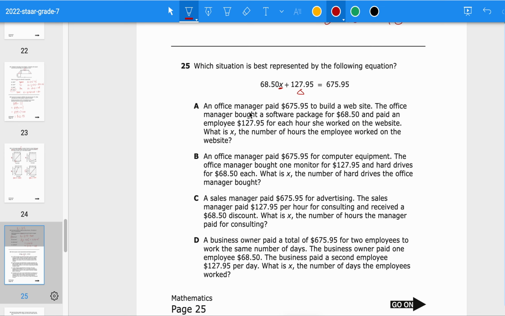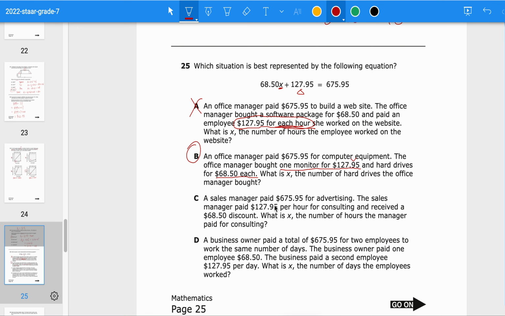So let's read A. An office manager paid $675.95 to build a website. Okay, that's the total cost. The office manager bought a software package for $68.5 and paid an employee $127.95 for each hour. 127.95 is a fixed number. It should not be for each hour. So A is wrong. Same concept for B. One monitor is $127.95 and he bought one, so this is correct. And hard drives for $68.5 each. This one has an "each", meaning he bought multiple hard drives, so this one is correct.